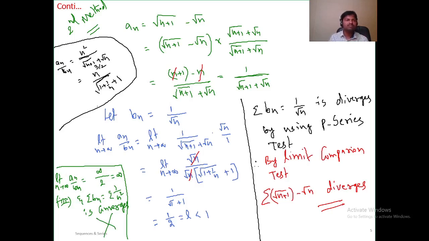This is because you have chosen bn is equal to 1 upon n square. That's why here the result is not getting applied. So you cannot apply the limit comparison test theorem here if you choose bn is equal to 1 upon n square. Hope you understood this clearly. If not, you listen once again.